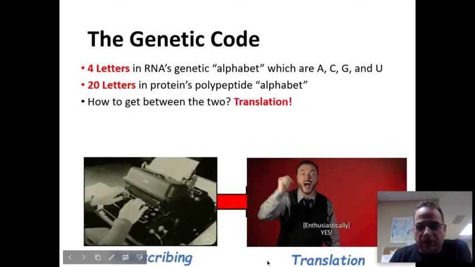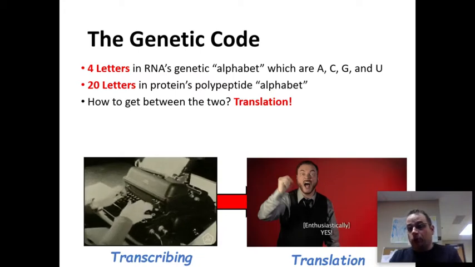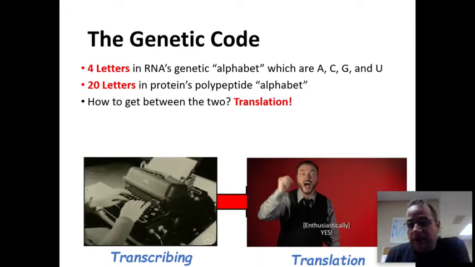How do we get between the two? It is called translation. So remember, transcribing, that was where we were typing down the words or writing it down. So we're going from DNA to mRNA. Now we're going to be going from the mRNA and figuring out what the amino acids are, or the small building blocks of protein.